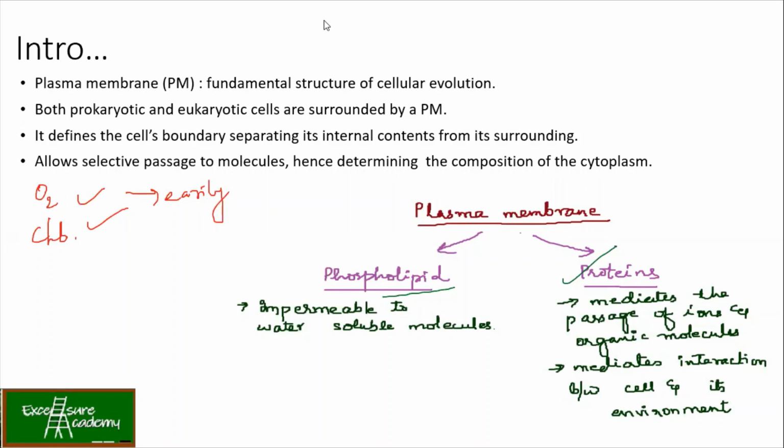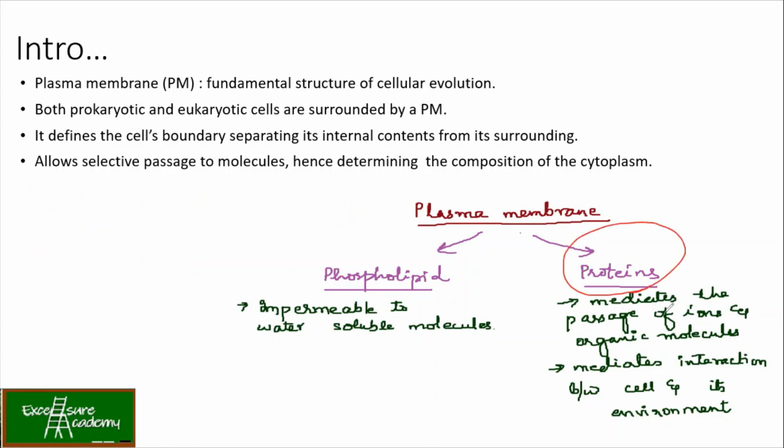Yes, it is because of its small size. So it is easy for oxygen and water molecules to pass through the plasma membrane because the size is very small. Now coming to the proteins.